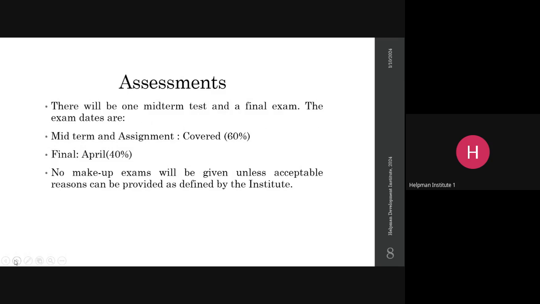So this is the assessment. There will be one midterm test and a final exam as usual. The midterm and the assignments cover 60%. The final exam takes 40%. No make-up test or exam will be given unless acceptable reasons can be provided by the institute.